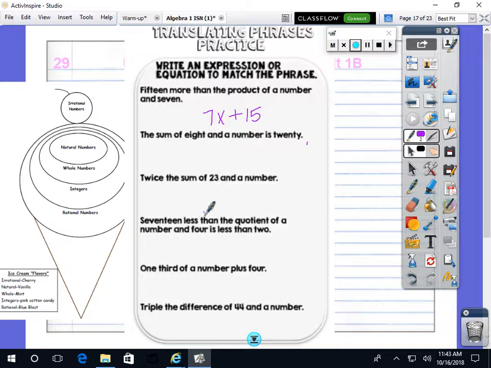The sum of 8 and a number is 20. How do we write that? Well, but you're adding 8 and a number. So you're adding 8 and the unknown number, and then that equals 20.